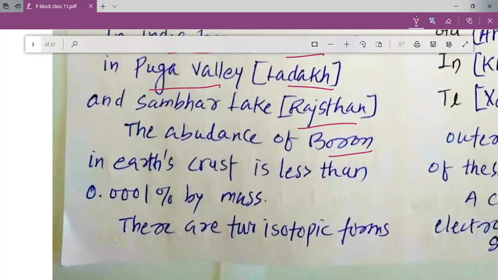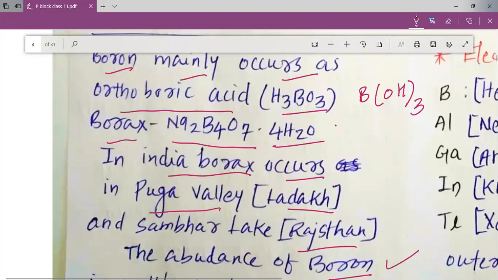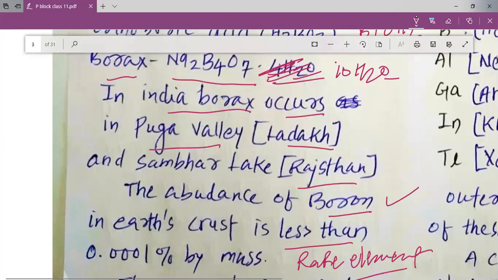The abundance of boron in Earth's crust is less than 0.0001% by mass. So that is how you can say that boron is a rare element, my dear students, because the abundance of boron is very much less. Here it is better if we write 10H2O, my dear students. Yes, my dear students, let's move forward.